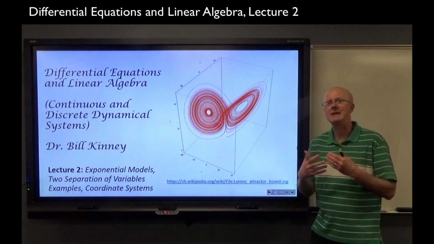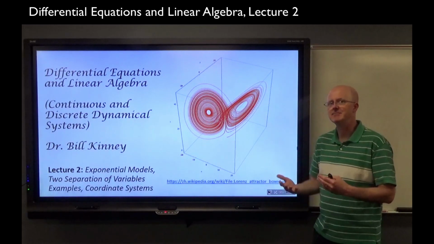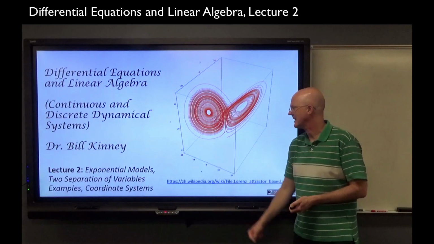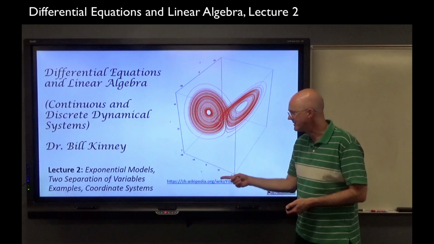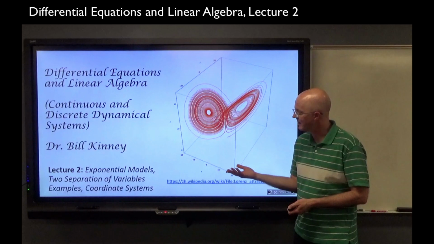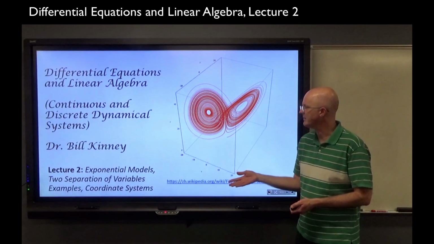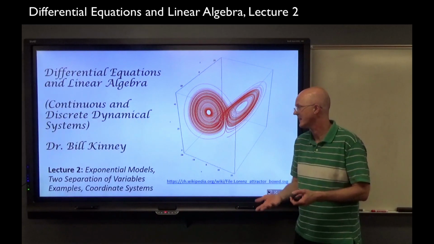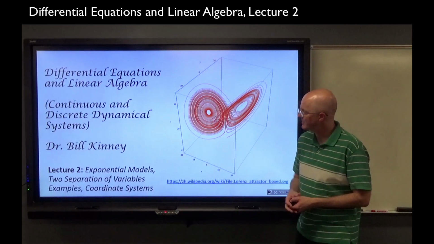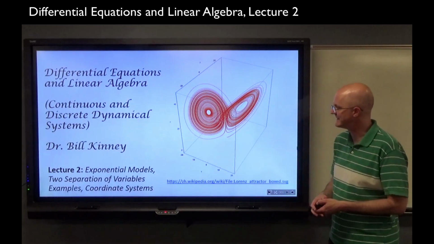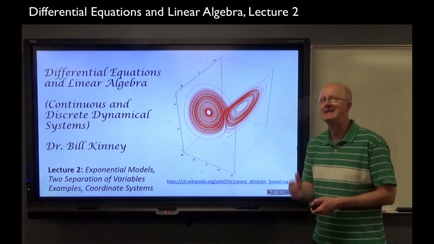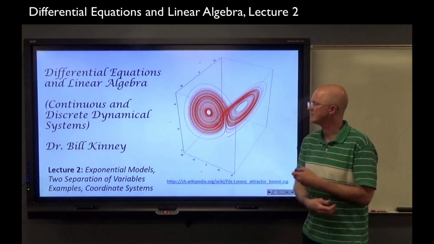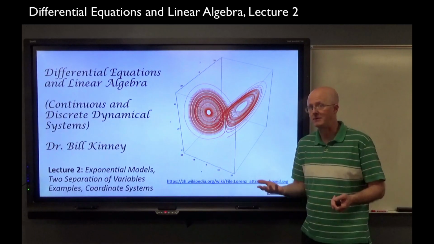I also like how the pictures interact with the symbolic and abstract math. Lecture 2 has three main topics: exponential models, which we did talk about in Lecture 1 some, two separation of variables examples, which is our first kind of example where we will have to do some integrals, and the main linear algebra topic here for Lecture 2 is coordinate systems, just trying to get across the main idea of what's called changes in coordinates.